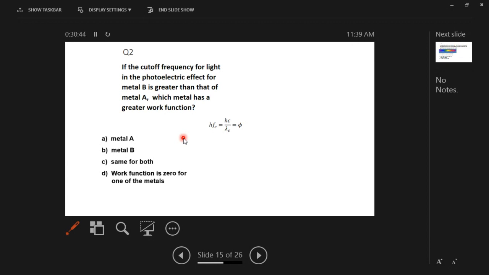Okay, so in this problem, metal B has a greater cutoff frequency. So f_c is greater for B. And since phi is proportional to f_c, that means metal B is going to have a greater work function. So the correct choice is B.